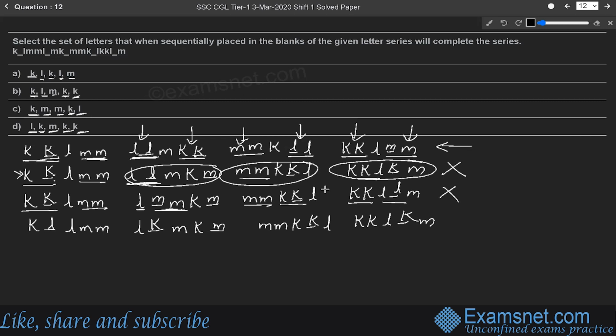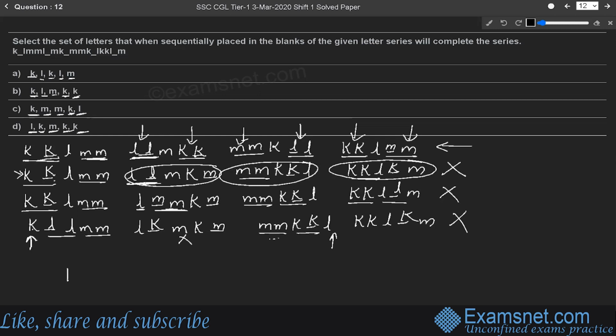Okay. Last option, L and M are repeated. Okay. In this option, nothing is repeated. In this option, M and K are repeated. But you can see that in the first part, there is a single letter in the first place. Okay. But in this part, there is a single letter at the last place. So in this also the sequence is not followed. So this will also be the wrong option. Okay. So the correct option will be option first.